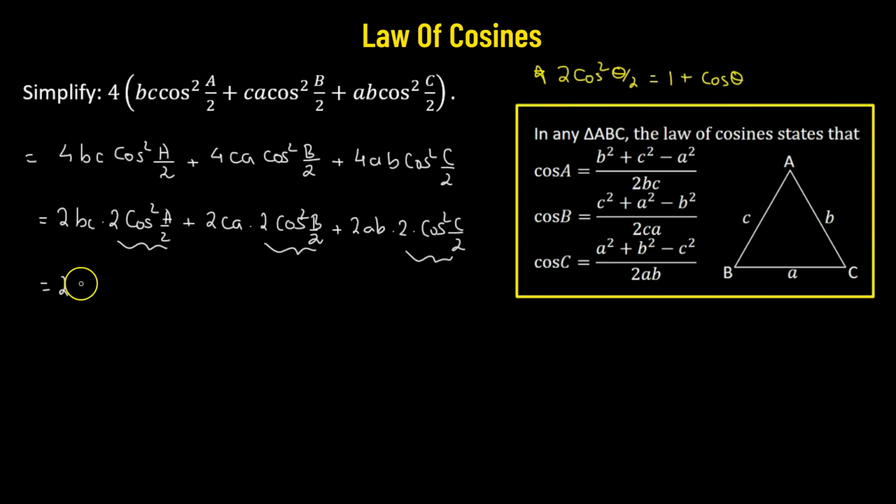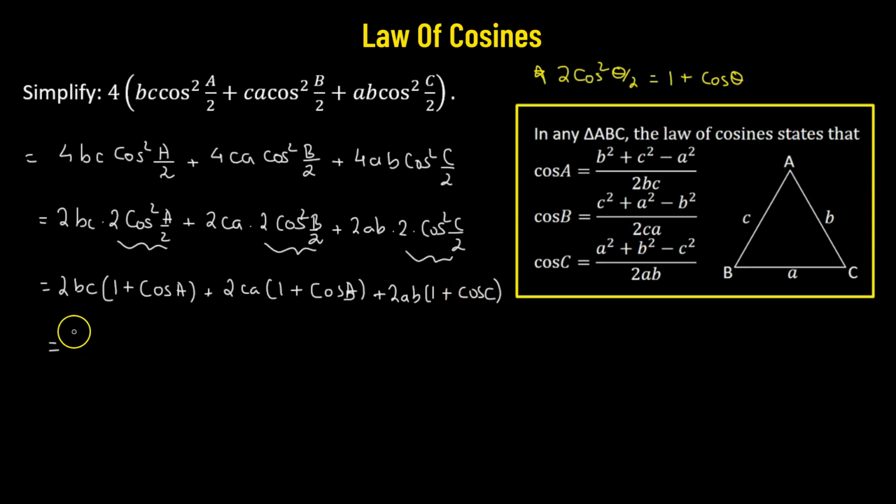So we have 2BC, this is the first term. So we have 2 times cosine squared A over 2. So this will get replaced with 1 plus cosine of A. Then coming to the second term, we have 2 times CA multiplied to 2 times cosine squared B over 2. So that's simply 1 plus cosine of B. And the third term is going to become 2 times AB multiplied to 1 plus cosine of C. So let's further simplify it.